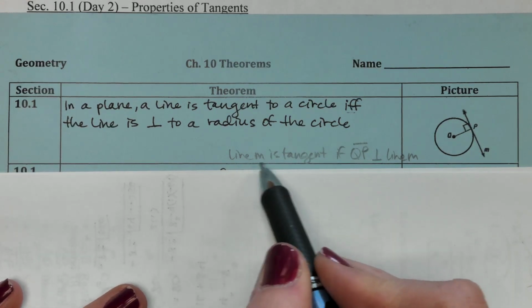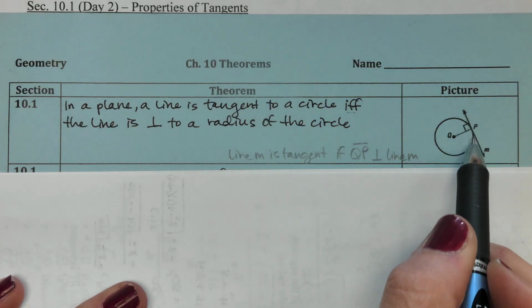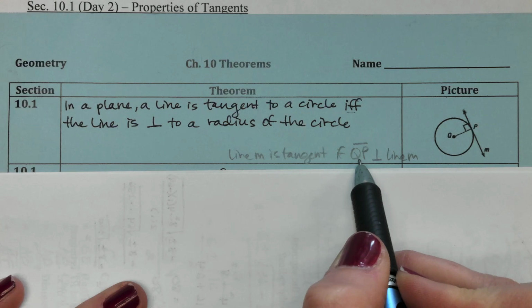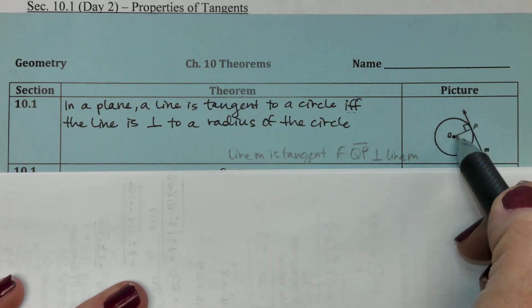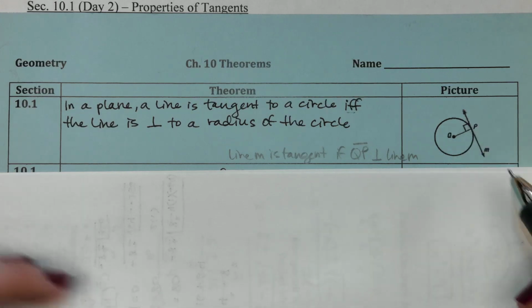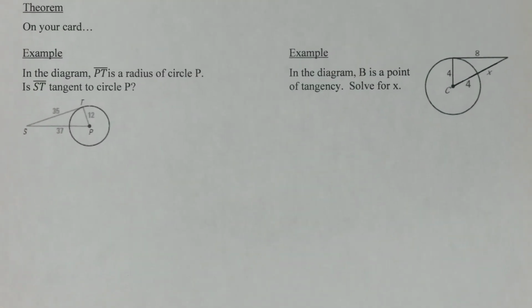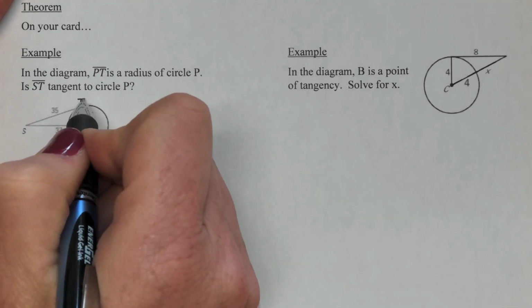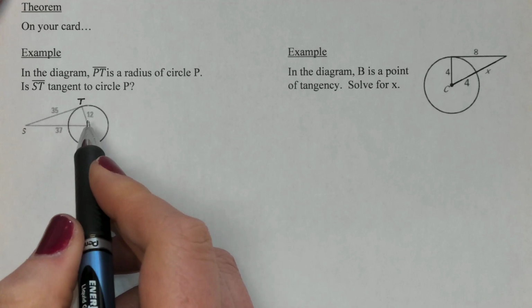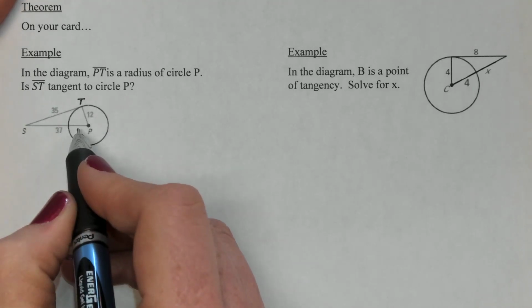So the summary statement of that is that line M, this line right out here, which is your tangent, is tangent if the radius is perpendicular to line M. So if a radius and a tangent meet, they make 90-degree angles. So the first example says PT is a radius, that's a T, kind of got half cut off there. It is a radius, and then they're asking, is ST tangent to this circle?